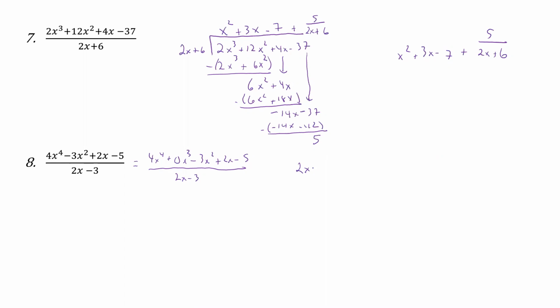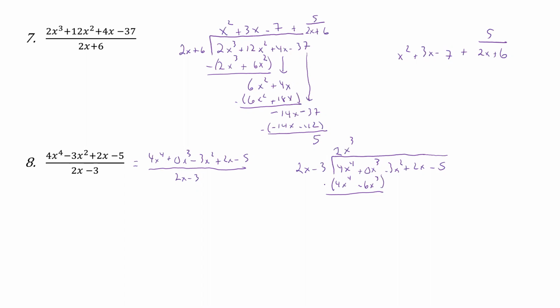So 2x minus 3 into 4x to the 4th plus 0x to the 3rd minus 3x squared plus 2x minus 5. And now we can work this problem. So 2 times what will give us this? Well, 2 times 2, and we also need x cubed, so it'll be 2x cubed. So that will give us a 4x to the 4th. This will give us a minus 6x to the 3rd.